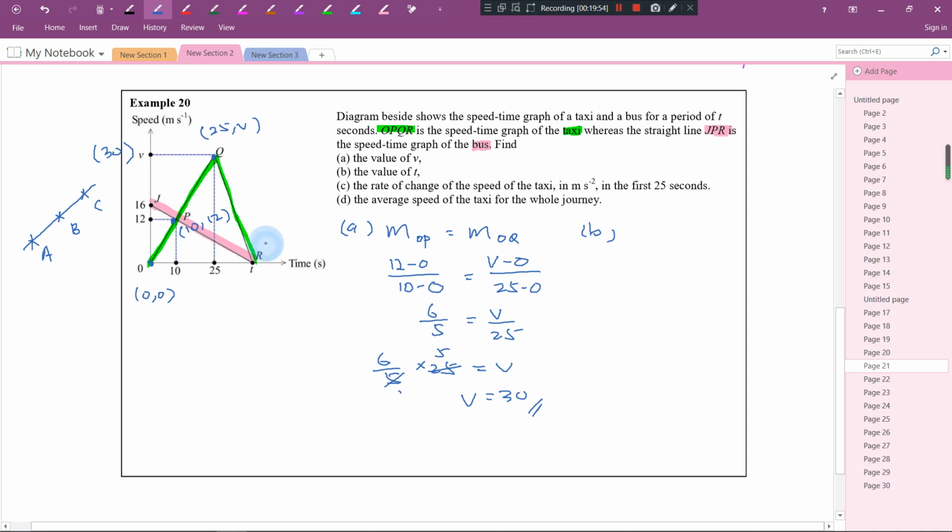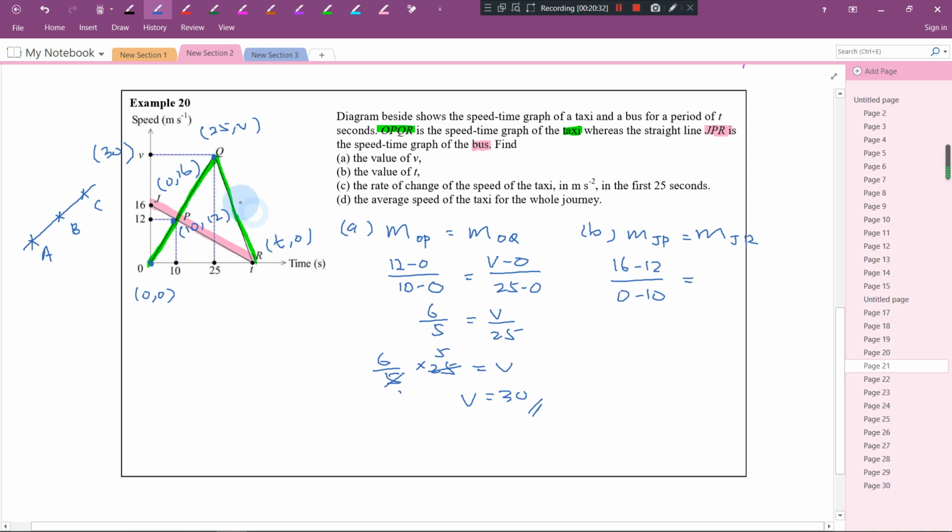The T over here, the coordinate is T, 0. And the coordinate for J is 0, 16. Now we use the same concept. Gradient of JP is equal to the gradient of JR because they fall on the same straight line. JP: 16 minus 12 over 0 minus 10. Okay, now JR: 16 minus 0.